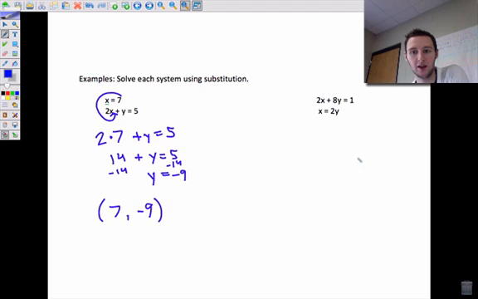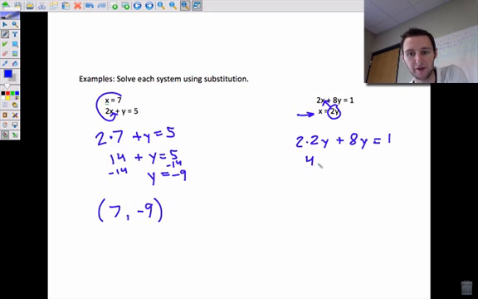Okay. In this next example, again, we have x isolated all by itself. In this case, though, x is equal to 2y. So we don't necessarily know what number x is equal to, but we know that it's equal to 2y. So I'm just going to take this equivalent expression. Remember, x is the same exact thing as 2y, except written a little differently. I'm going to take that and substitute right in for x. So I'll get 2 times 2y plus 8y equals 1.